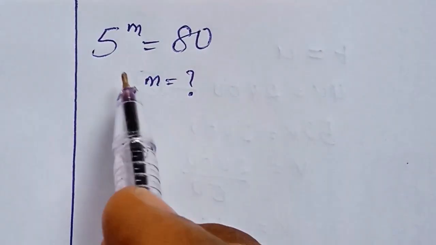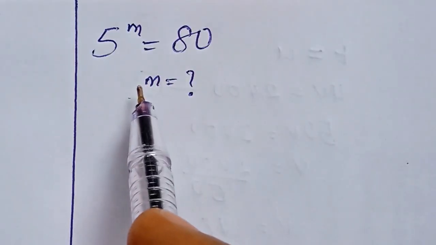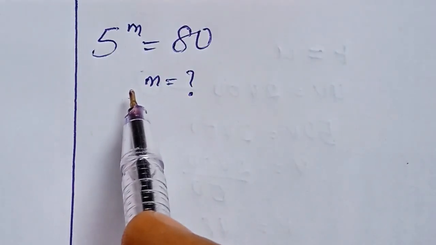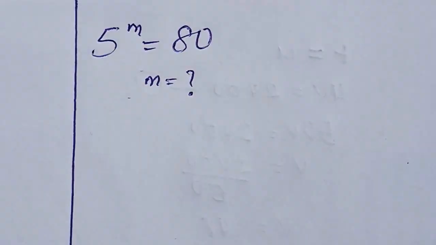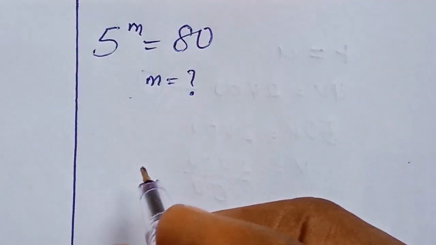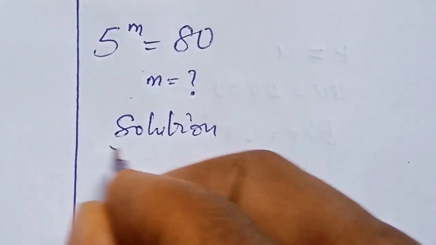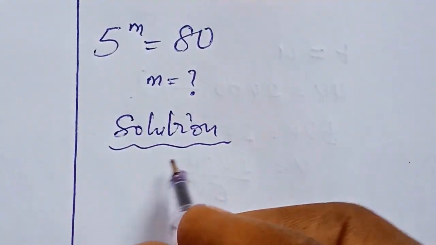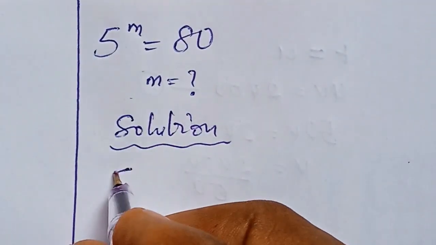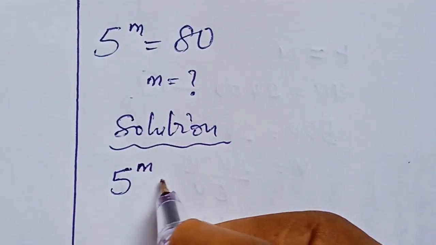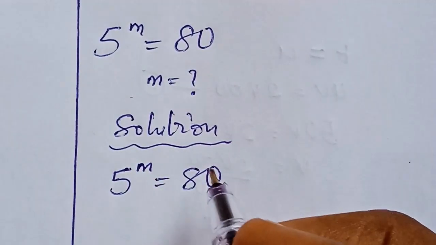In today's lesson, we want to solve this exponential algebraic expression, an Olympiad math. To solve this, we have our solution. Okay, next thing we need to do here, our question is 5 to the power of m equal to 80.